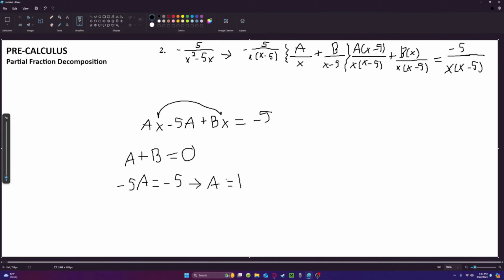And now I can just plug this in to here. So then we just get 1 plus b equals 0, and then we get b equals negative 1. So that would make our final answer 1 over x. And then since b is negative 1, you could put plus negative 1, or the easier way is just to do minus 1 over x minus 5. That is our final answer.